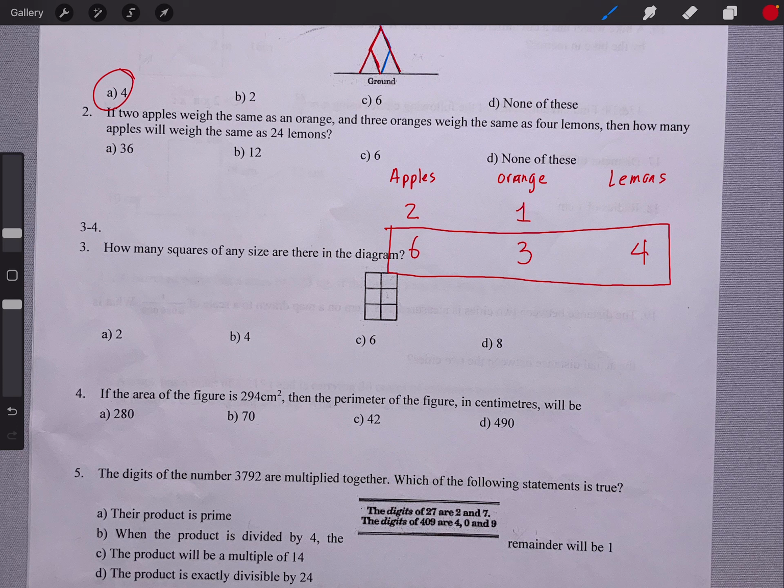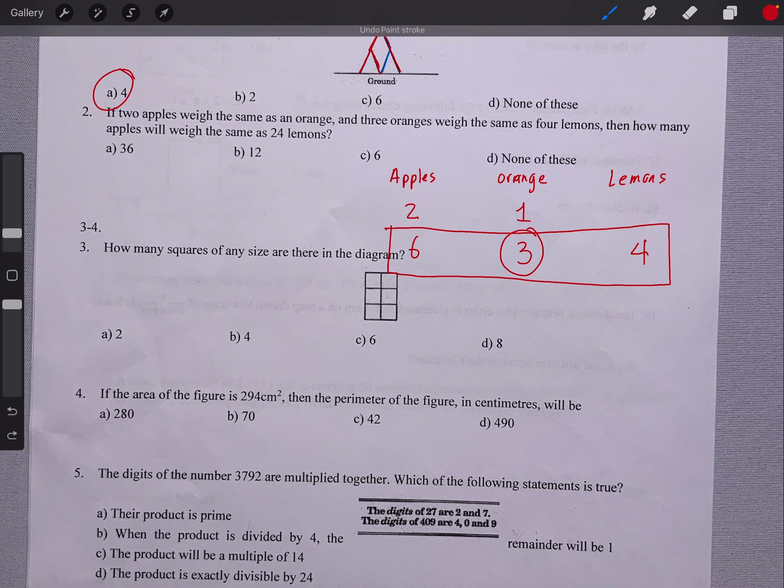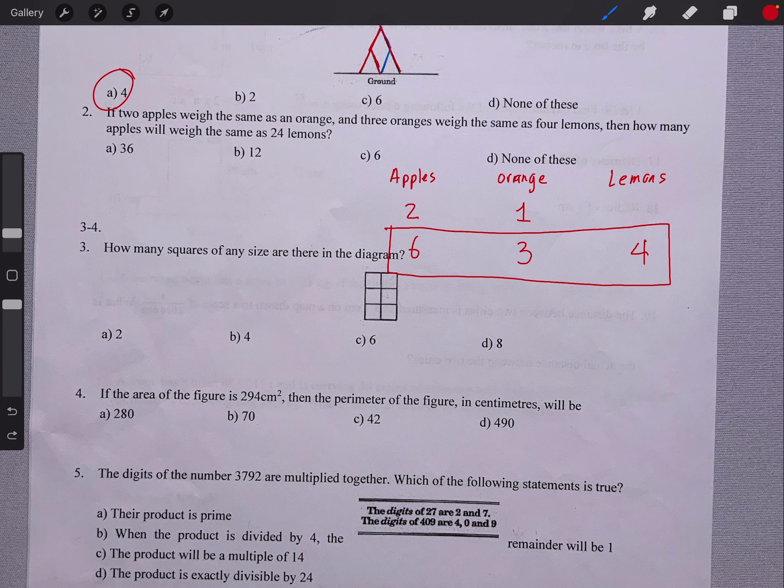Alright, so to get 3 oranges, we need 6 apples. And then 3 oranges will produce 4 lemons. So all of this is on the same line. This is something known as rates and ratios. Actually, this is known as ratios. We learn this later.